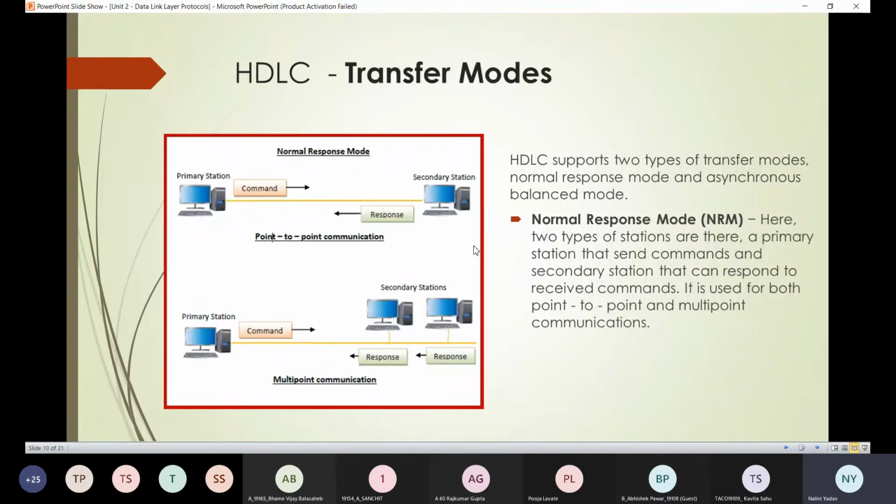So let's look at the normal response mode. Here, two types of stations are there: a primary station that sends the commands and a secondary station that can respond to the received commands. It is used for both point-to-point and multi-point communication. So in normal response mode, a command is sent by a primary station and the response is sent by a secondary station. This particular type is used in both point-to-point and multi-point communication.